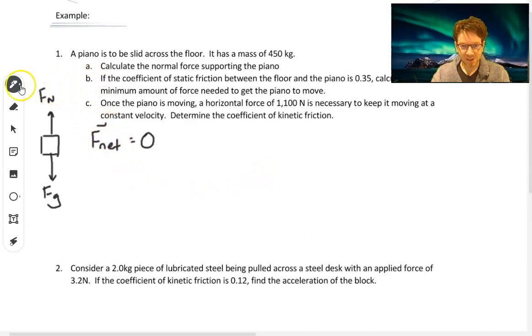And then we can choose our coordinate. We like saying up is positive, so we'll stick with that. If up is positive, then you can see the normal force minus the gravitational force, because gravity is down, equals 0.